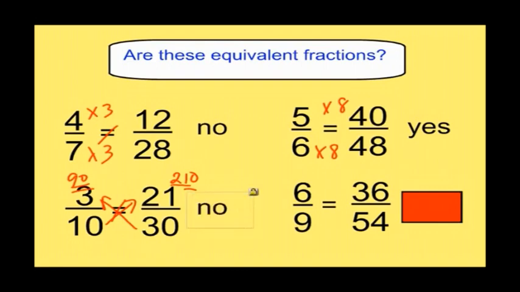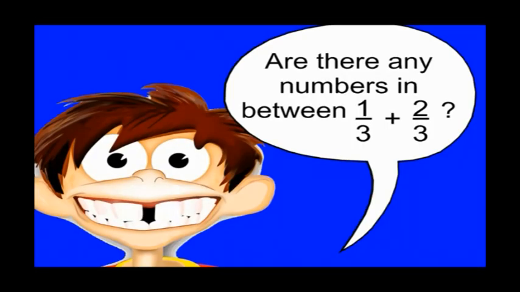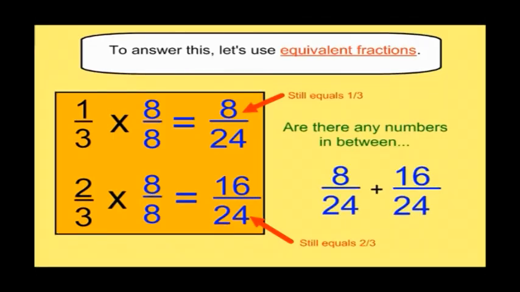Let's look at this last example. 6 times 6 is 36. Now, is 9 times 6 54? Yes, it is. Those are equivalent fractions. Now, this is an interesting question, and equivalent fractions can help you to answer it. Are there any numbers between 1/3 and 2/3? Well, when you first look at that, you say, no, there's nothing in between 1/3 and 2/3. Well, it's not true, and we can use equivalent fractions to help us.